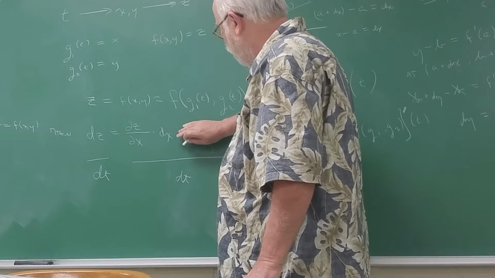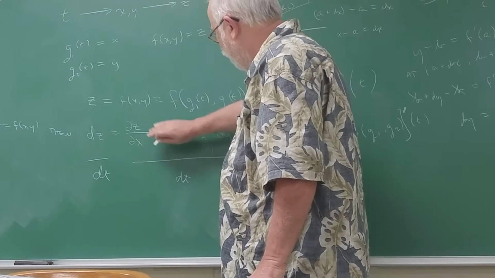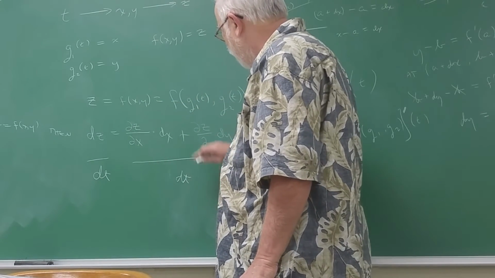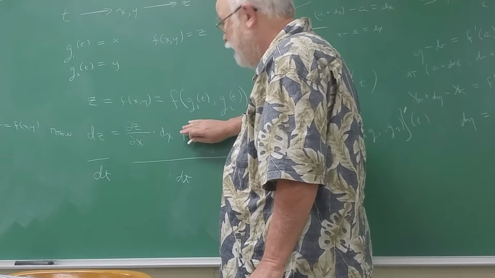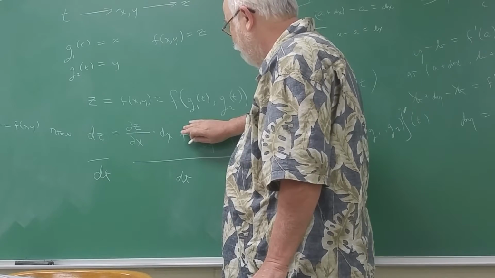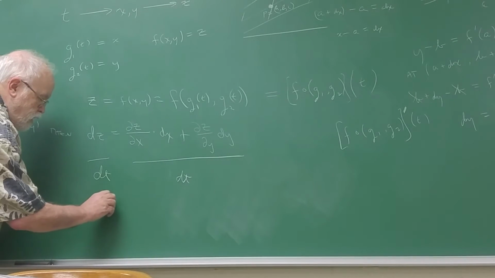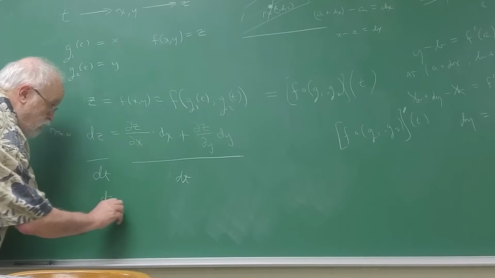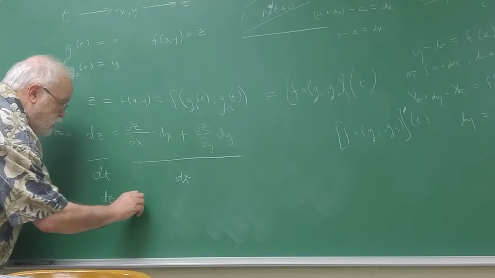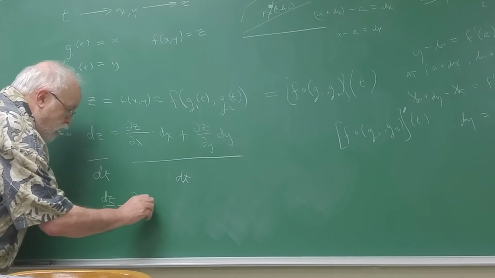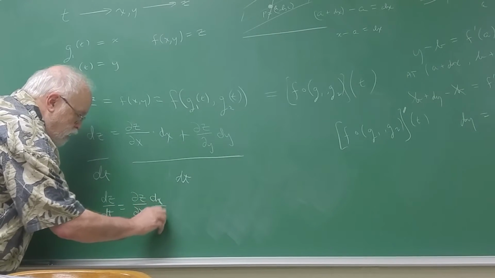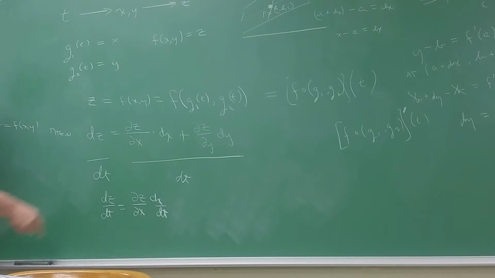So if I just look at this term, if I divide that thing by dt, there's a nice little place for the dt. dx dt. So dz dt equals del z del x times dx dt. And that takes care of the first term.